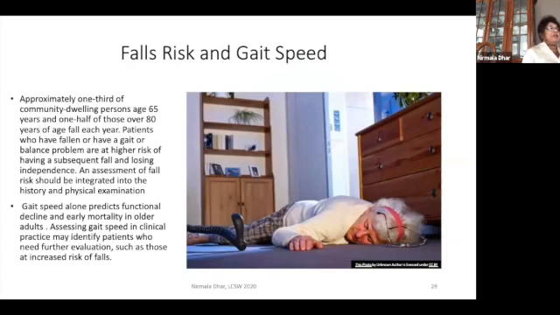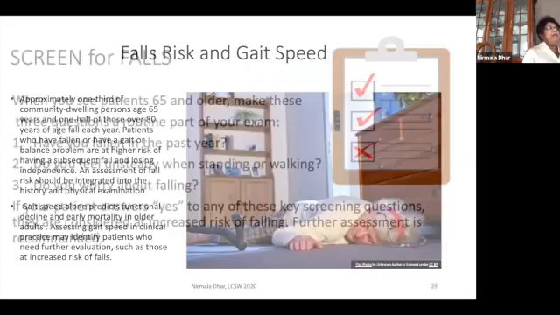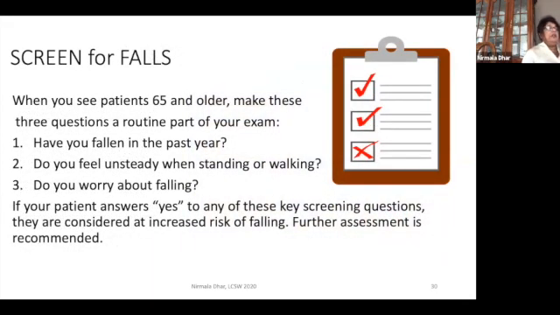When you see patients over the age of 65, ask these 3 questions as part of your routine exam. Next slide. Have you fallen in the past year? Do you feel unsteady when standing or walking? Do you worry about falling? If your patient or client answers yes to any of these key screening questions, they are considered at risk for falling, and further assessment is recommended. Imagine if we had asked this of Karen.